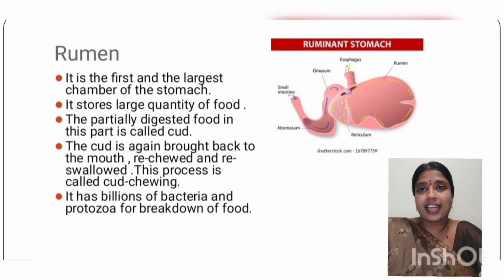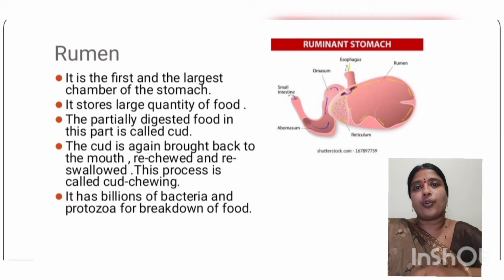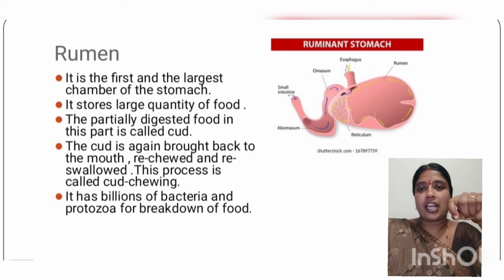In this diagram you can see the yellow colored arrows and the blue colored arrows. They show the path of the food: from the esophagus it comes to the rumen, and then from the rumen it goes to the omasum and then the abomasum.